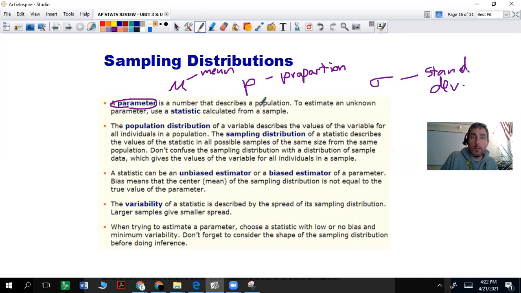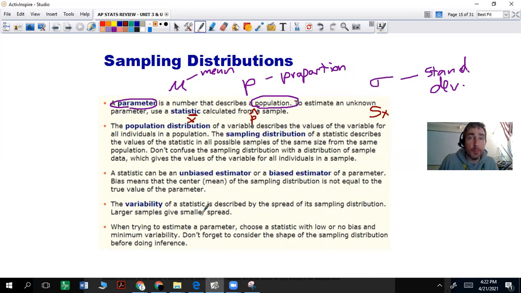But the whole purpose of a parameter is to describe a population. A statistic would be estimates of those parameters. So what's the statistic for the mean? The statistic for the mean is going to be x bar. What's the statistic for p? It's going to be p hat. Sigma is going to be s with a little x. Those are your statistics. If you have sample data, you can estimate those parameters using various techniques, but know the difference between parameter and statistic.